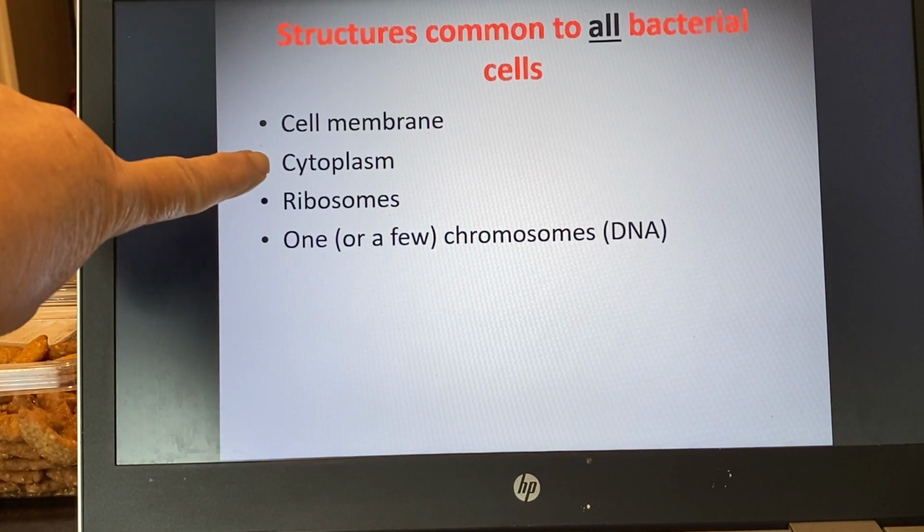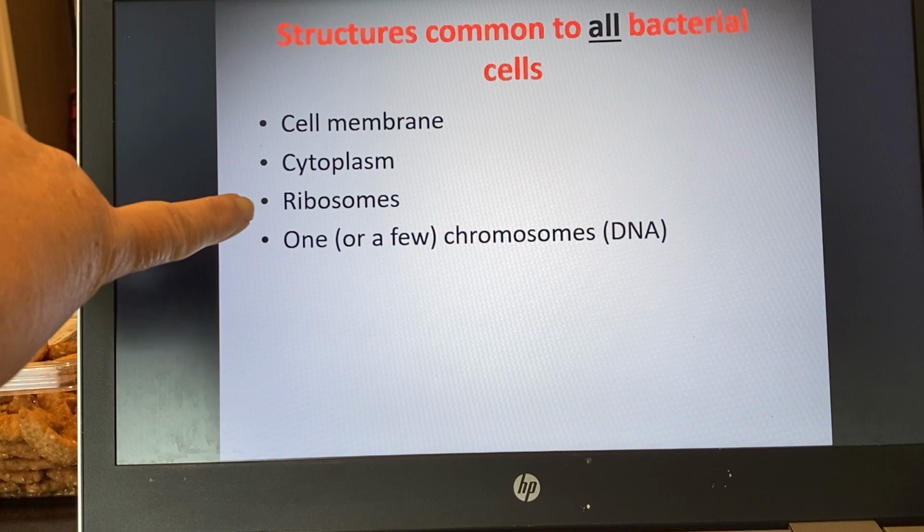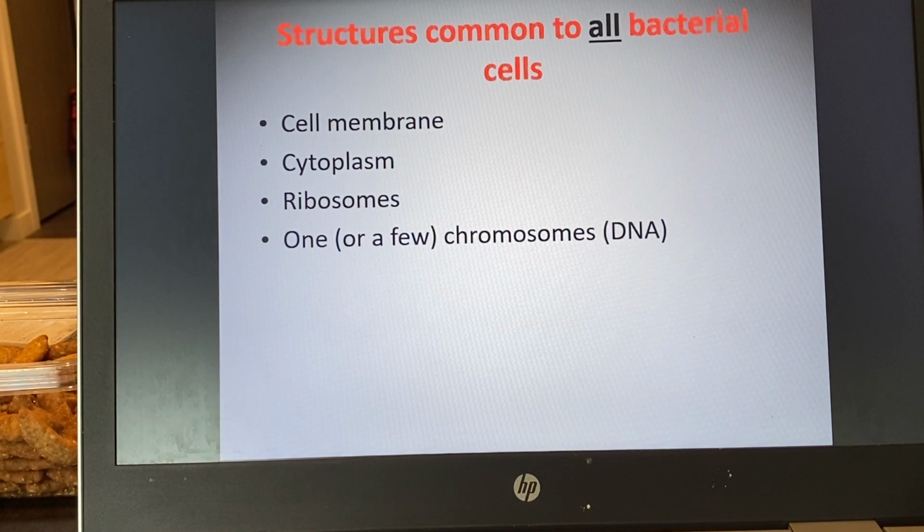Then they have cytoplasm, which is basically the kind of jelly-like substance that everything floats around in. They have some structures called ribosomes, which for the scope of this exam, I just want you to know that they're little protein factories, okay? So they're where proteins are made. And then they have their DNA.